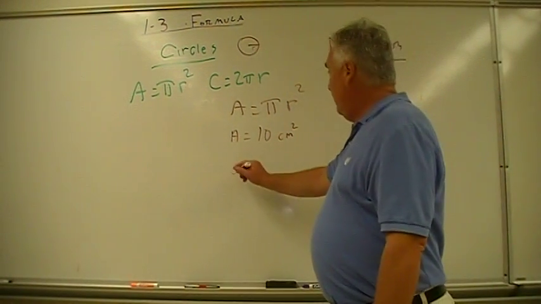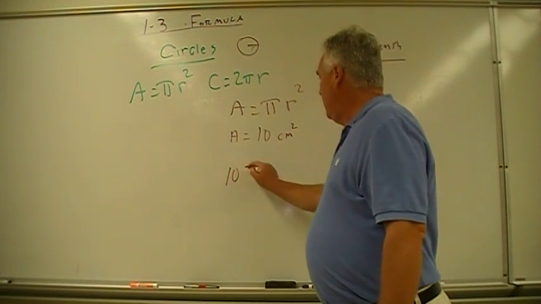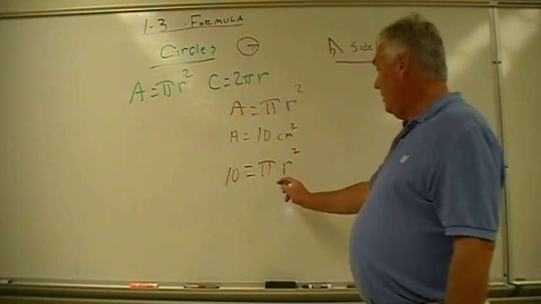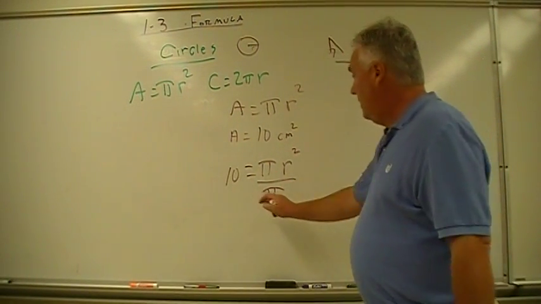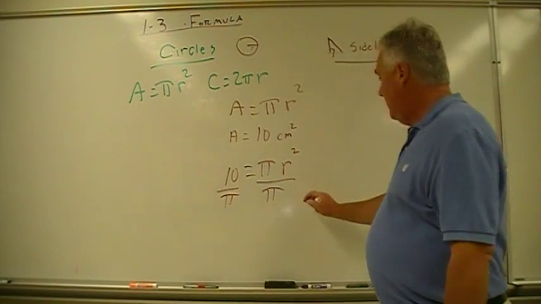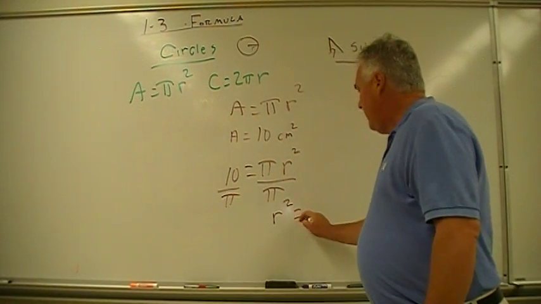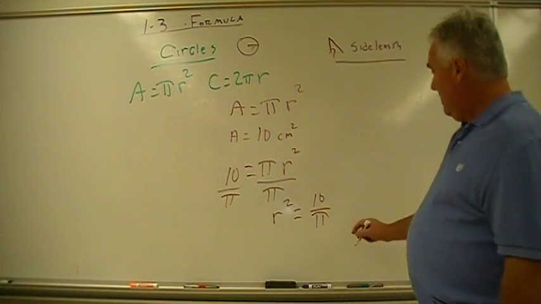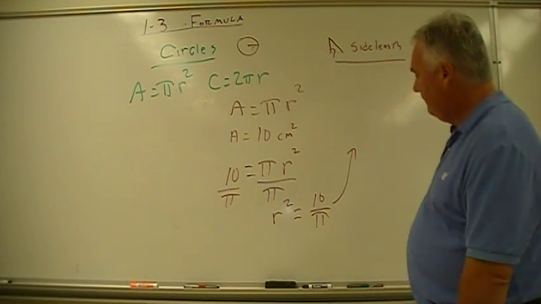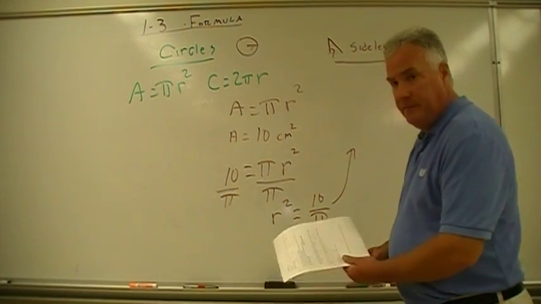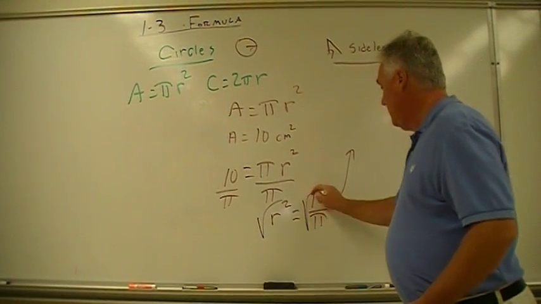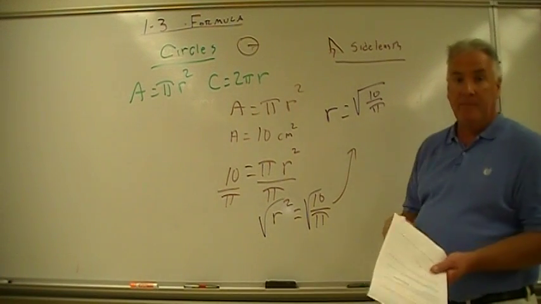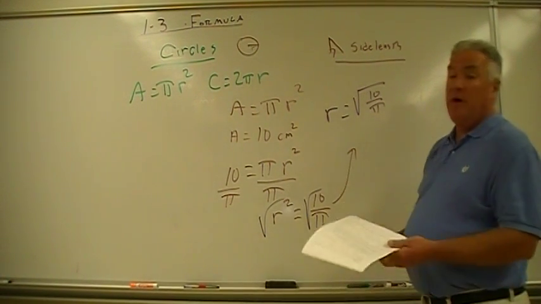Okay? So what we do is 10 equals pi r squared. And now solve for r. So r squared equals 10 over pi. We have to square root both sides. r equals the square root of 10 over pi. Do the math and you will have the radius.